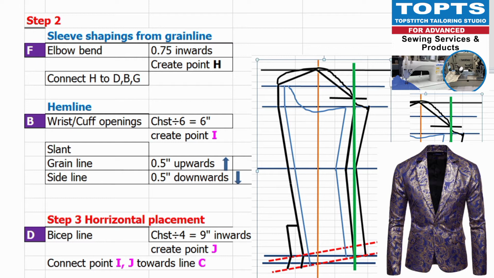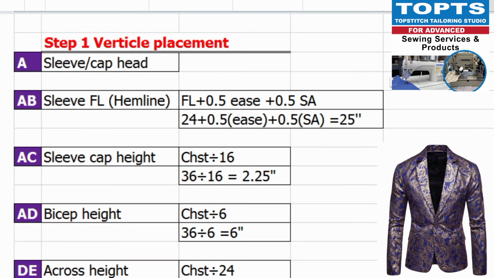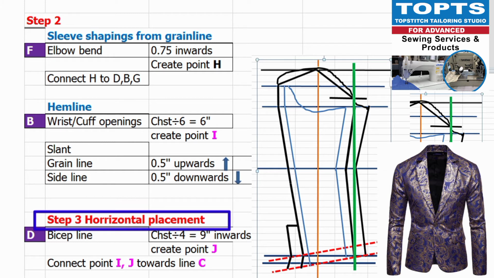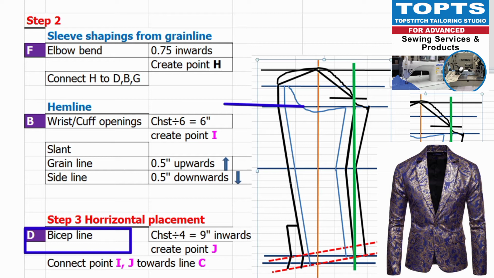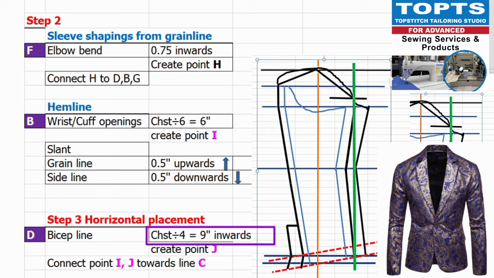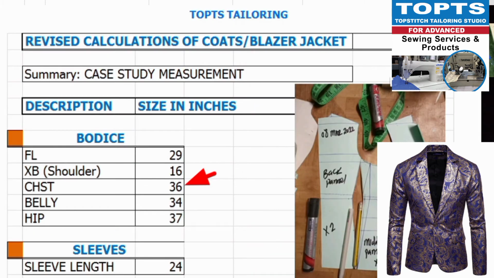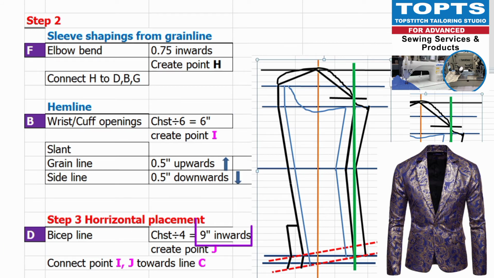Then step number 3, horizontal placement. Now the other one has been vertical placement of our horizontal lines, but now we are going to look at the horizontal placement. Actually, now we are going to insert our measurements. Line D, that's the bicep line. You will have to measure chest measurement divided by 4. That is 36 divided by 4, giving us 9 inches. From the grain line, you mark inwards 9 inches. Where the 9 inches end, that's where you mark your point J.